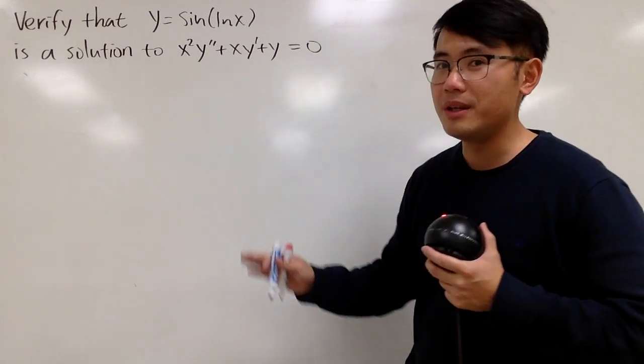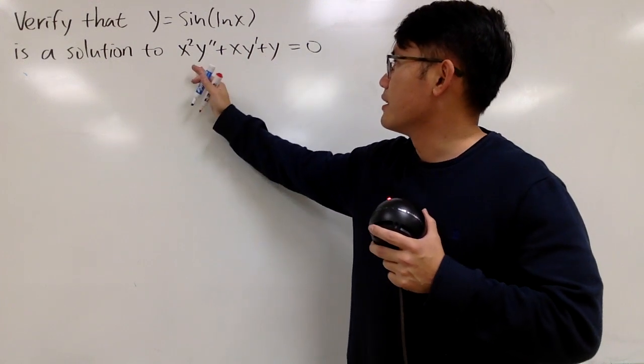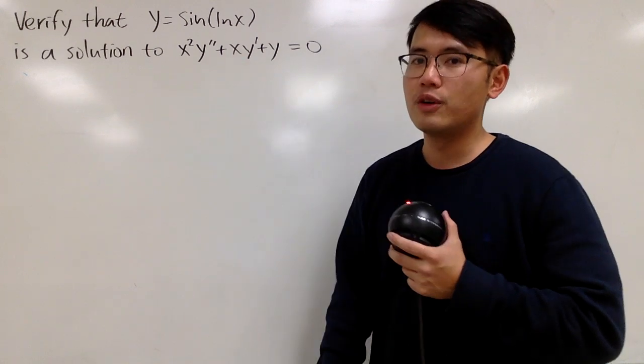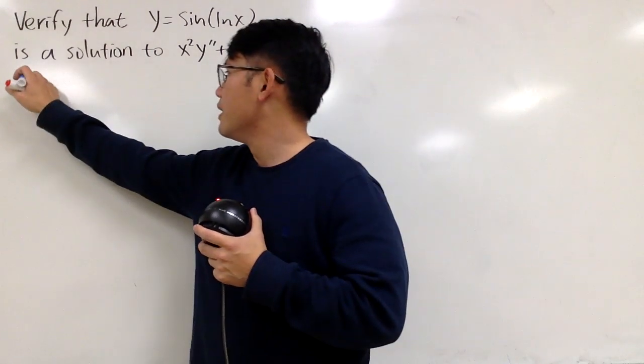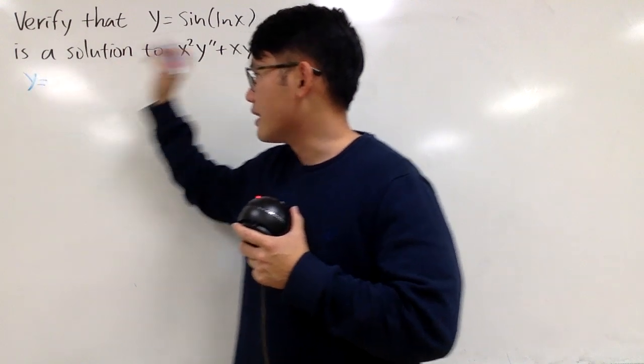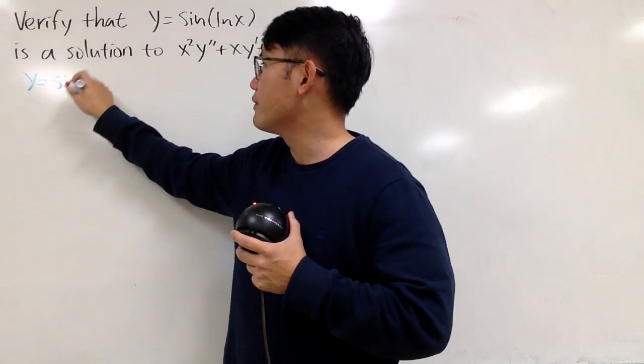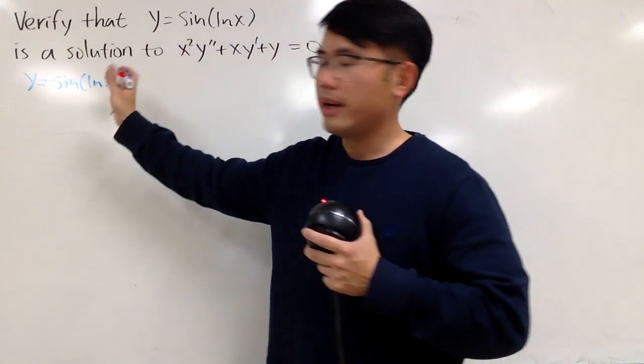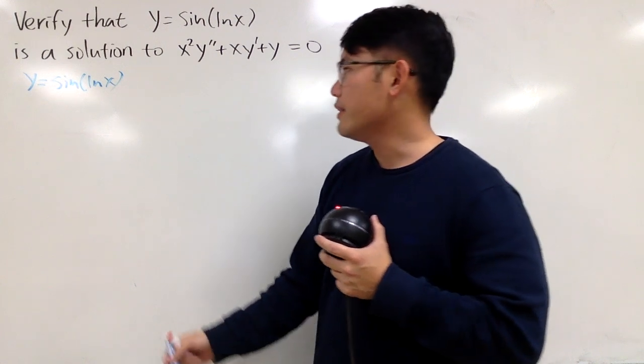But we're just going to be taking the first and the second derivative, plug back in, and verify that this is a solution. This is not the only one. This is not the general solution, but it's one of the solutions. Anyway, start with y equals sine of ln x.